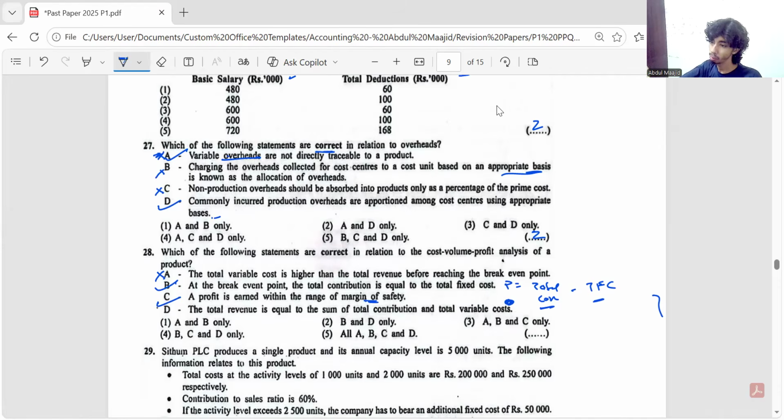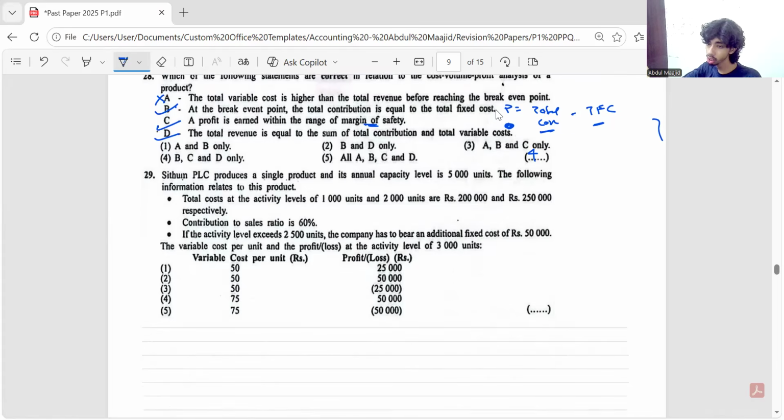Then D, the total revenue is equal to the sum of total contribution and total variable cost. Revenue minus variable cost equals total contribution. Then total contribution plus variable cost will be revenue, right? So total revenue is equal to the sum of contribution and total variable cost. That is correct. So B, C, and D, that will be answer number 4.